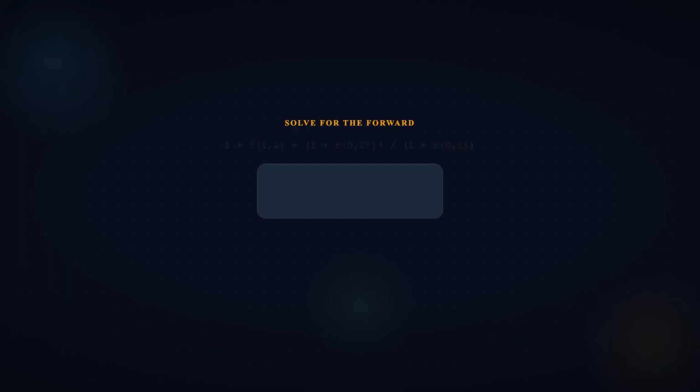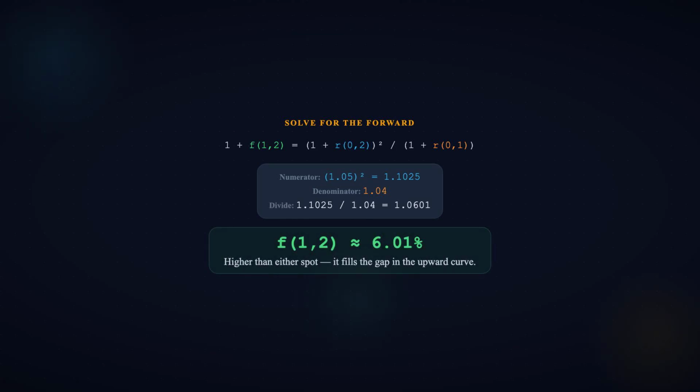Let us solve for the forward rate. Watch the formula build on screen. The no-arbitrage condition says (1 + r(0,2))^2 equals (1 + r(0,1)) times (1 + f(1,2)). Rearrange: 1 + f(1,2) equals (1 + r(0,2))^2 divided by (1 + r(0,1)).